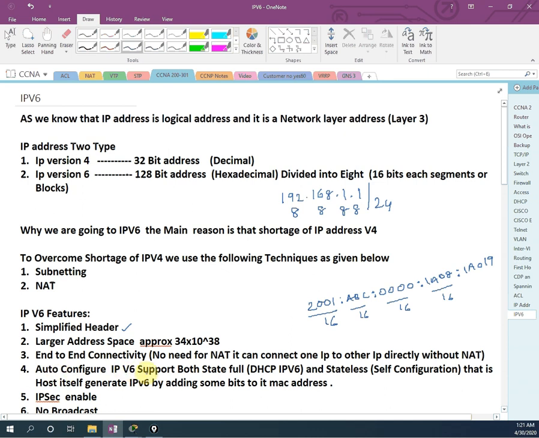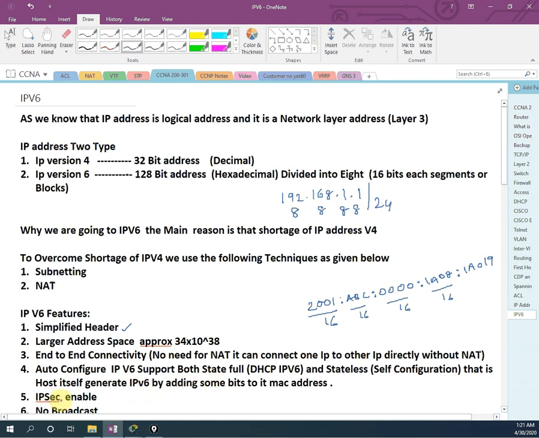Auto configuration in IPv6 supports both stateful, that is DHCPv6, and stateless, that is self-configuration, where the host itself generates the IPv6 address by adding some bits to its MAC address. Stateful means we can get the IPv6 address from a DHCP server, or the host itself can generate it automatically by adding some bits to the MAC address. We will see that later.